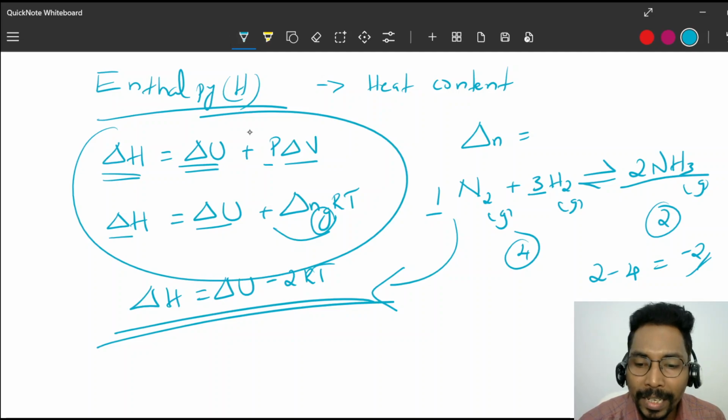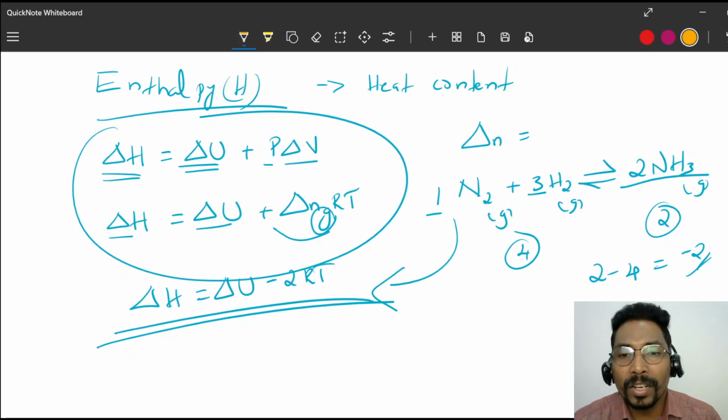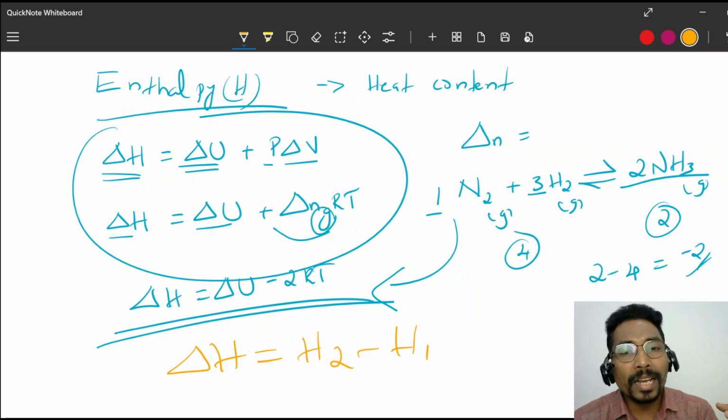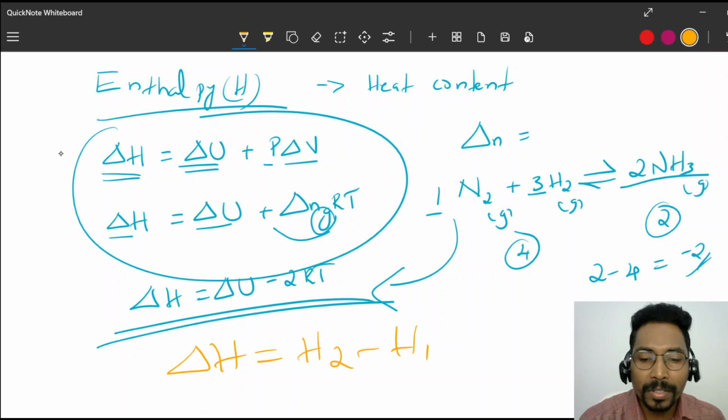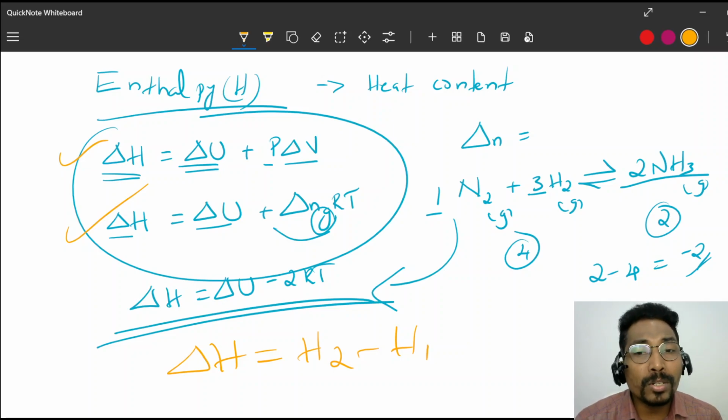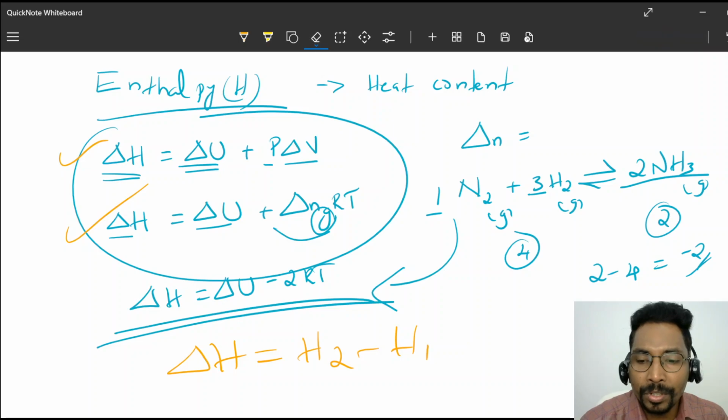Actually, delta H or enthalpy is a state function. All state functions are calculated like delta H is equal to H2 minus H1. That means enthalpy of final minus enthalpy of initial state. Okay, but we have certain specific formulas like this. Clear? So calculation of enthalpy change is very important. I'll tell you how to calculate enthalpy changes in a reaction. Okay. So these are the expressions you have to study for enthalpy change.